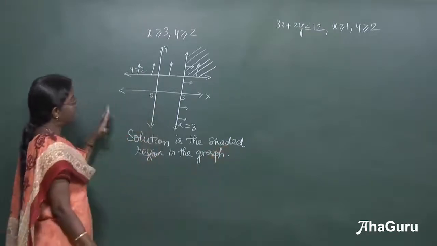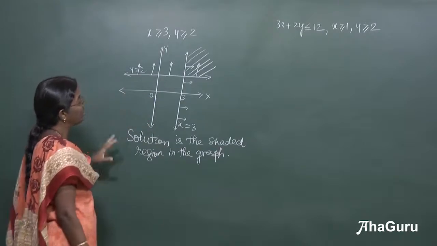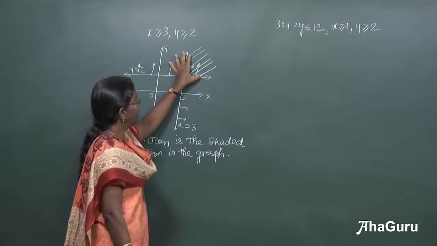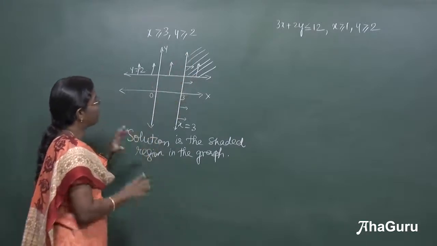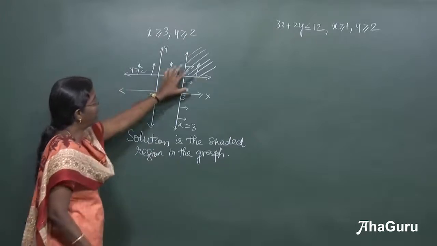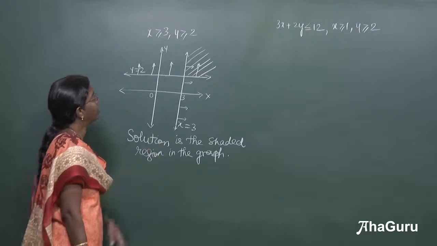It is not compulsory that after you draw the region for 2 or 3 lines, there has to be a common region like this. There might be even cases where there is absolutely no area which is common to both of them, but here we have a common area. So, conclude it as: the solution is the shaded region in the graph.